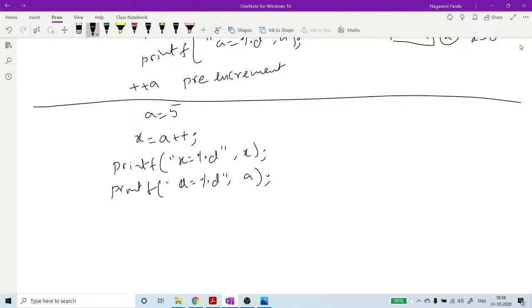So at this thing, what is the thing? See here, I have used the increment operator only, but it is post increment. So see here, a plus plus means what? Post increment.